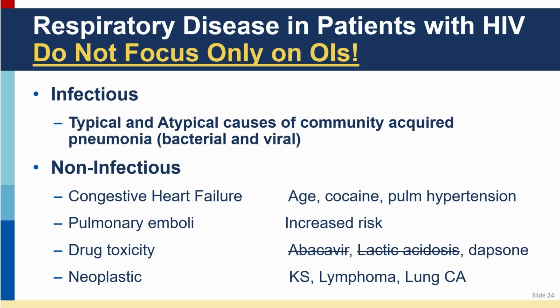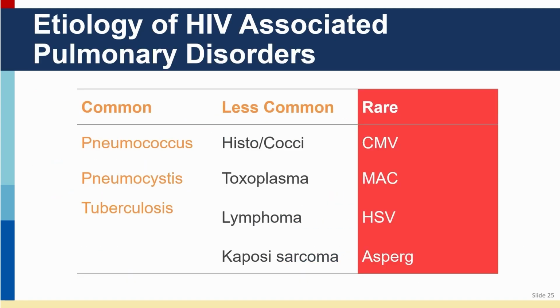So the point is, don't jump to thinking it's an opportunistic infection, even if the CD4 count is low. Think of typical and atypical causes. And also, as our patients get older, as they have heart disease due to other factors like cocaine, think of congestive heart failure, pulmonary emboli, neoplastic disease. So make sure you keep your differential broad, although infections are clearly an issue.